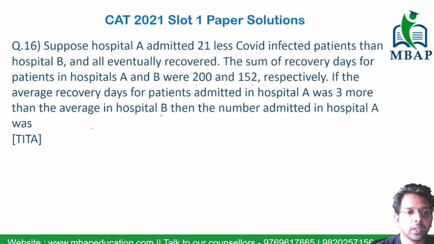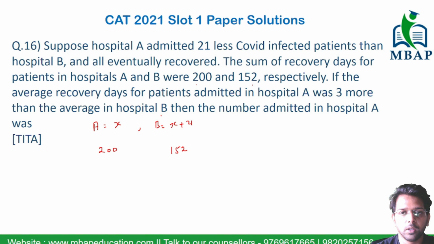Now if I assume the number of COVID patients getting admitted in A is X, then the number of patients in B would be X plus 21. Now it has also been given to me that the total number of hospitalization days or recovery days for A is basically 200 and for B is basically 152.